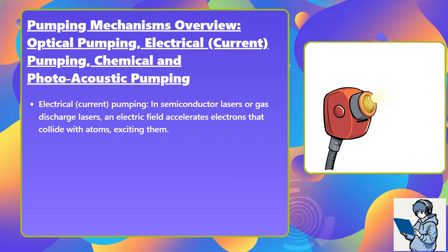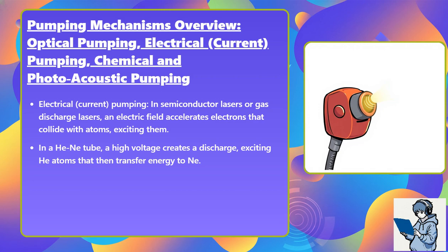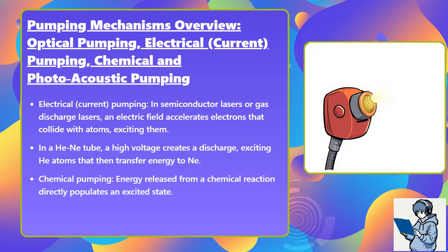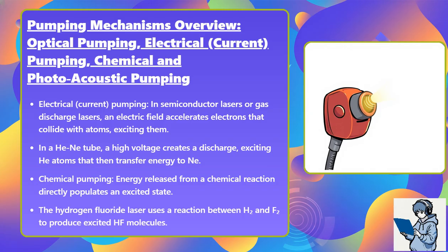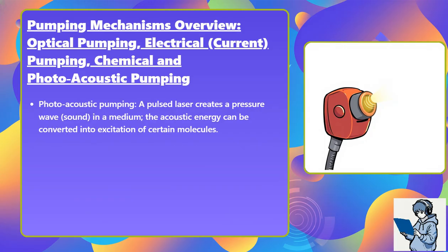Electrical current pumping. In semiconductor lasers or gas discharge lasers, an electric field accelerates electrons that collide with atoms, exciting them. In a helium-neon tube, a high voltage creates a discharge exciting helium atoms that then transfer energy to neon. Chemical pumping. Energy released from a chemical reaction directly populates an excited state. The hydrogen fluoride laser uses a reaction between H2 and F2 to produce excited HF molecules.